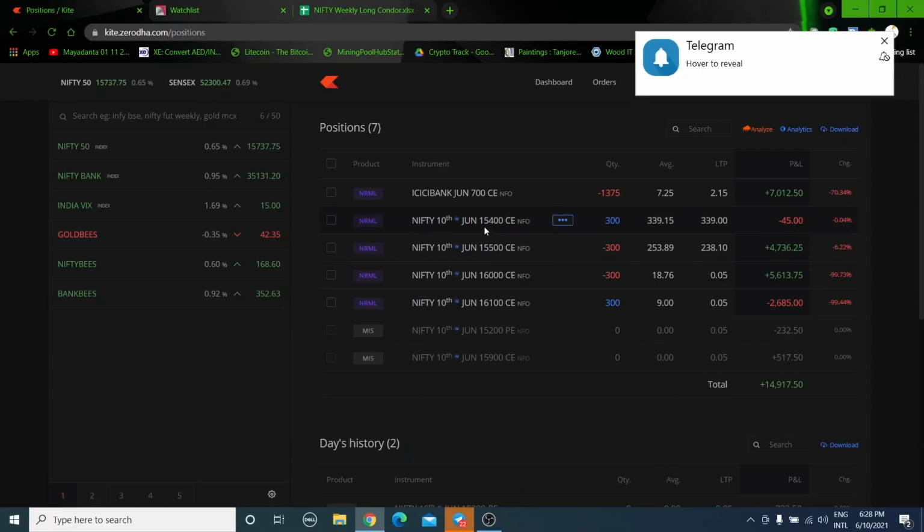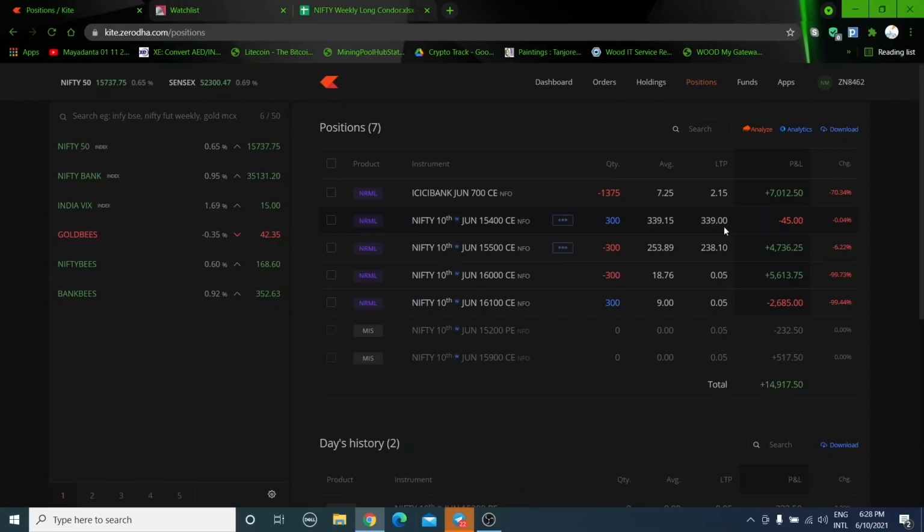Now the bull call spread of 15,400 and 15,500. So you can see there is a premium difference of about 1 rupee. This means if we close this, then we will get this slippage, but we have not closed it. So now what will happen is this will get settled with the spot.